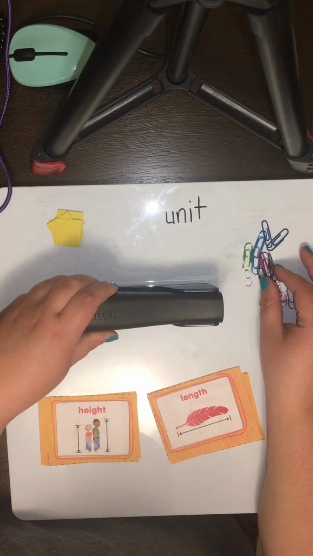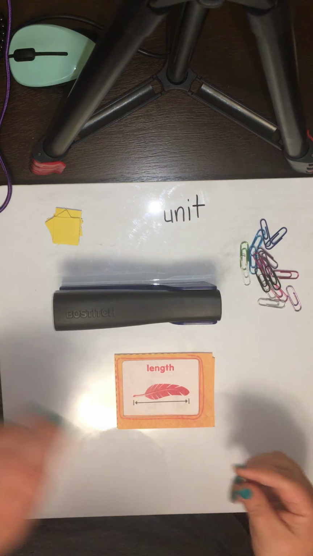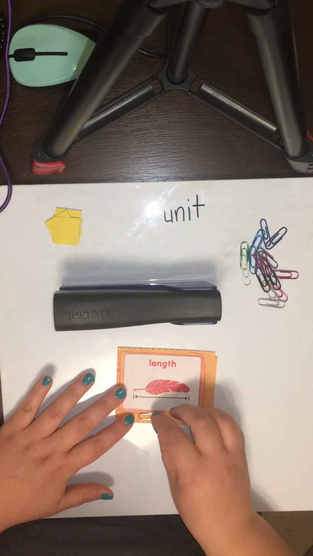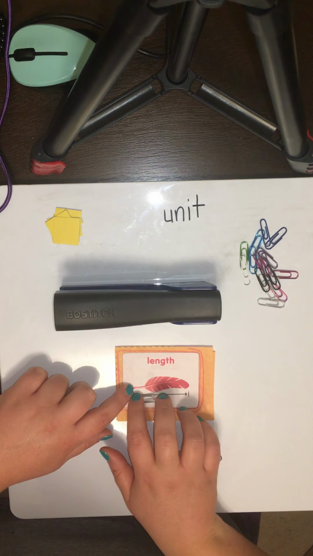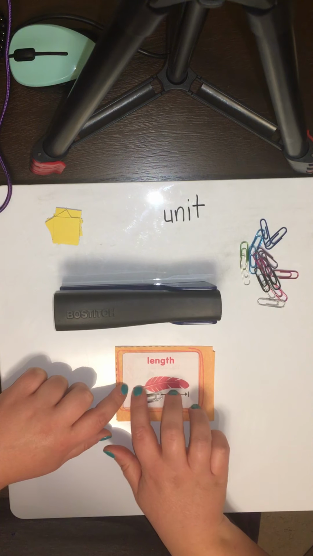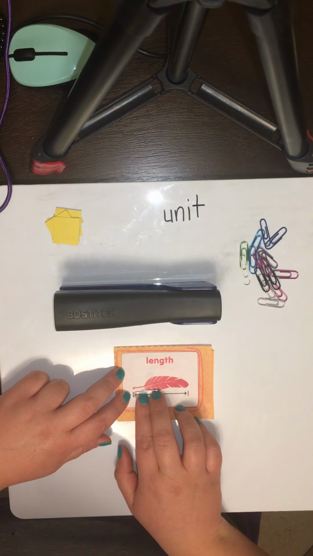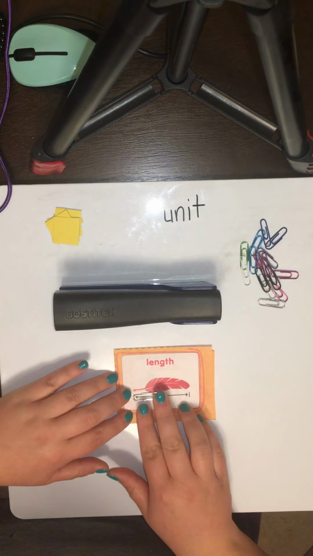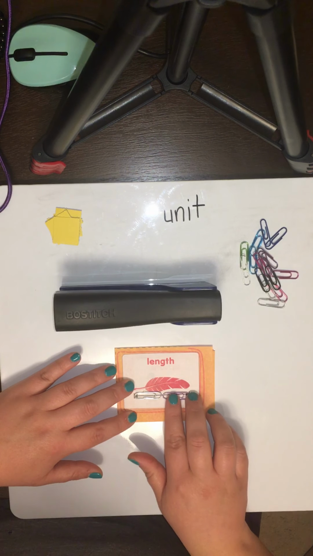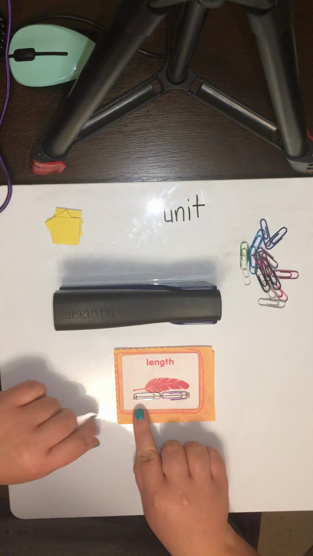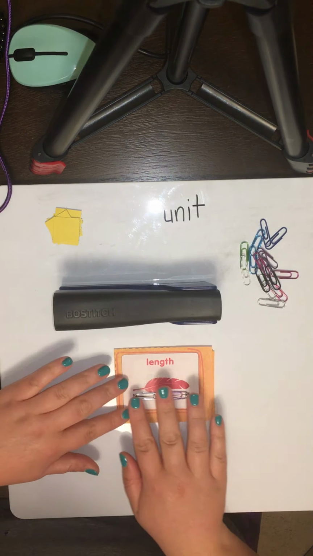So the way that we measure something is we take our unit. Let's start with length first. We take our unit and we're going to put it at the beginning or at the start of our item. So here we're doing the feather, and they've put this nice little line here for us. You won't always have a line, so just get it as close as you can. So I have 1, and then I'm going to put another one right here. 2. 1, 2 paper clips. So this feather is 2 paper clips long.